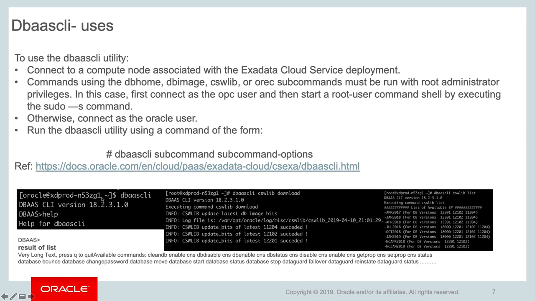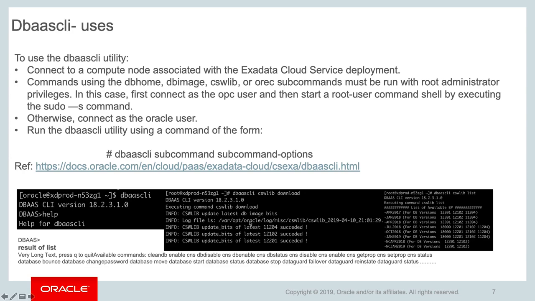So from my first node, I issued debug CLI, and that provides me a debug prompt. If you type help, it will show you a long list of what is supported by this particular CLI. This list could be very long, and some of the examples are cleandb or enable CNS, or you can do database status or database stop, data guard failover, reinstantiate. All of these commands, which are related to lifecycle management operations for a database, are possible from debug CLI.